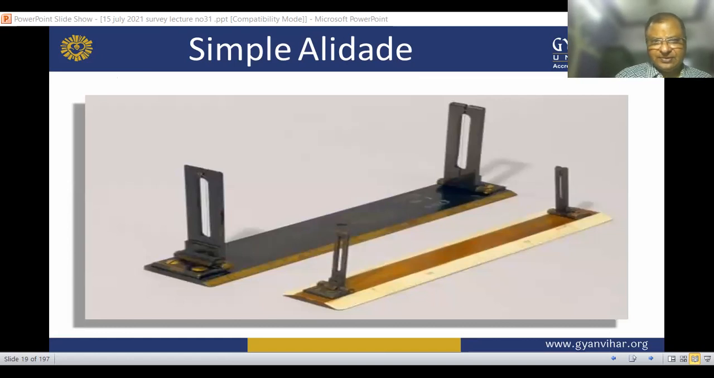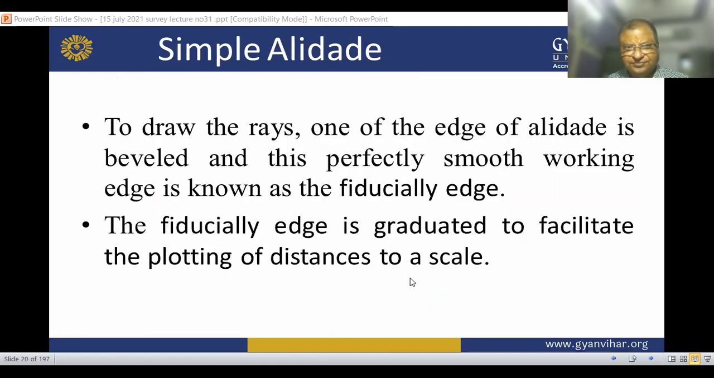This is the photograph of the simple alidade. One of the edges of the alidade is beveled, and this perfectly smooth working edge is known as the fiducial edge. The fiducial edge is graduated to facilitate the plotting of the distance to a scale.